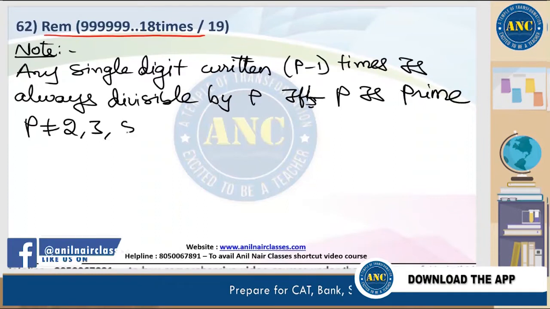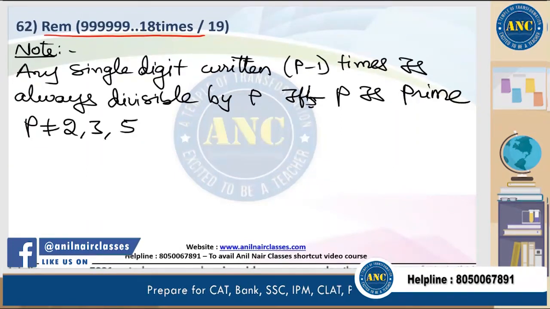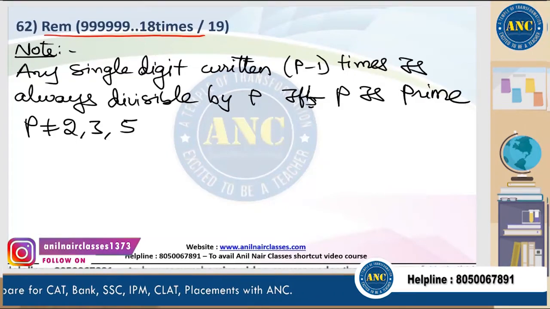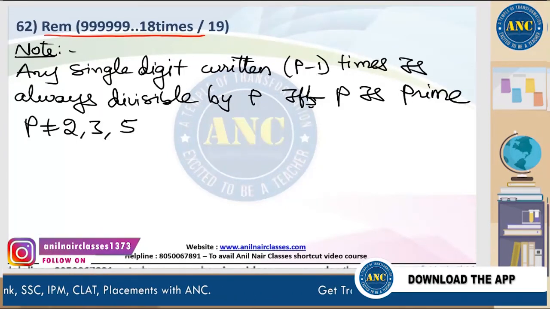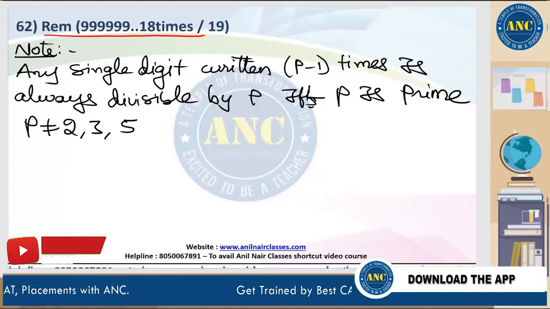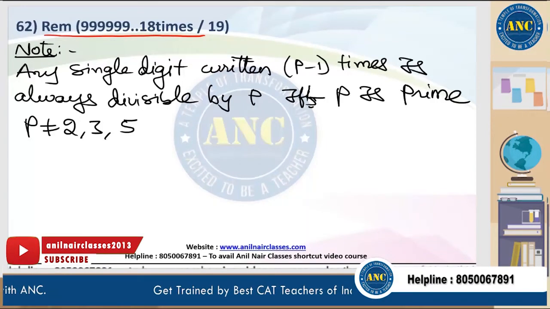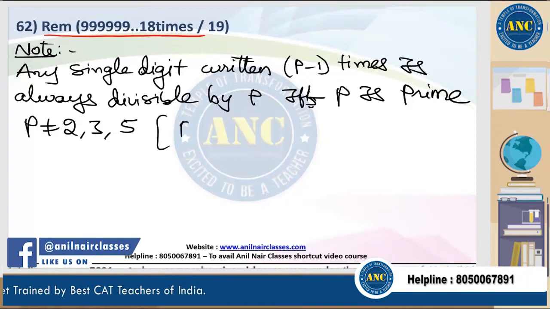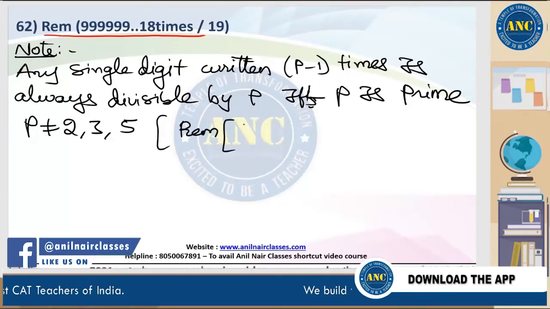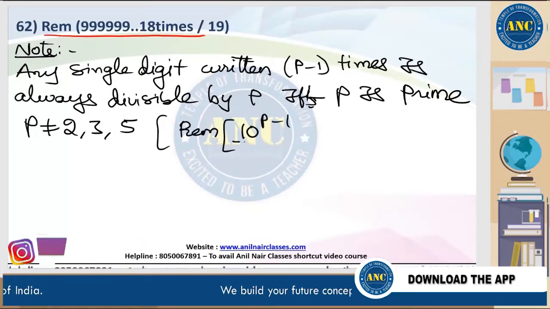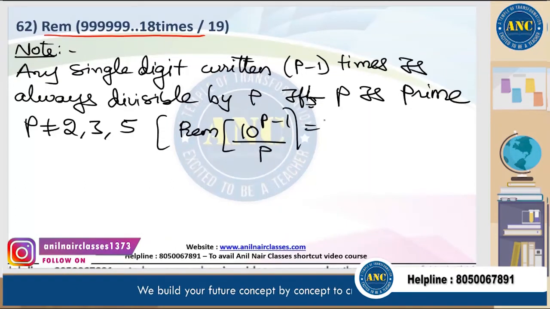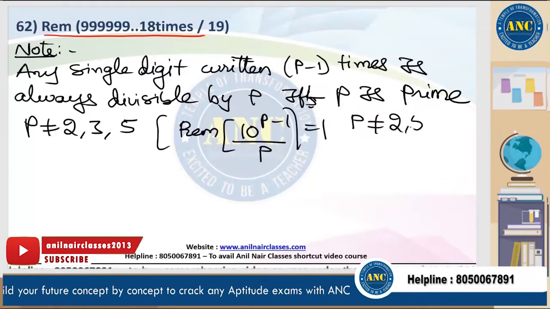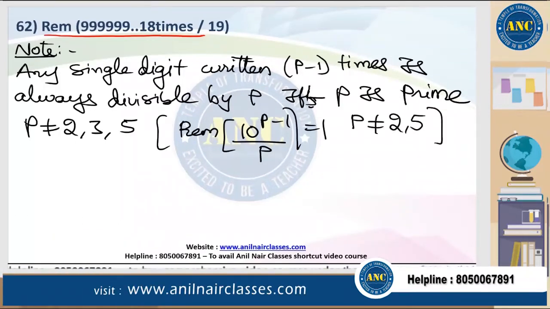Please write down this very, very important conclusion taken from Fermat's theorem. Any single digit written p minus 1 times is always divisible by p if p is prime other than 2, 3 and 5. This is derived from the remainder of 10 power p minus 1 divided by p being always 1, for p not equivalent to 2, 5. This is based upon this theorem.